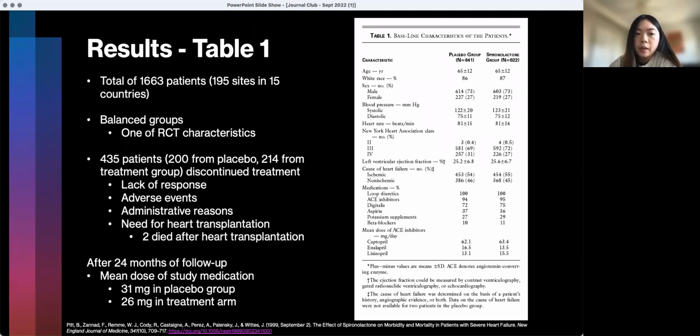And then another thing that the paper pointed out is that 435 patients discontinued treatment, similar numbers from each group, due to reasons like lack of response, adverse events, administrative reasons, and need for heart transplantation. So 2 from the placebo group actually died after heart transplantation. And then we'll talk more about adverse events and safety later on. After the trial, the mean dose of study medication is 31 milligrams in the placebo group and 26 milligrams for the treatment group.